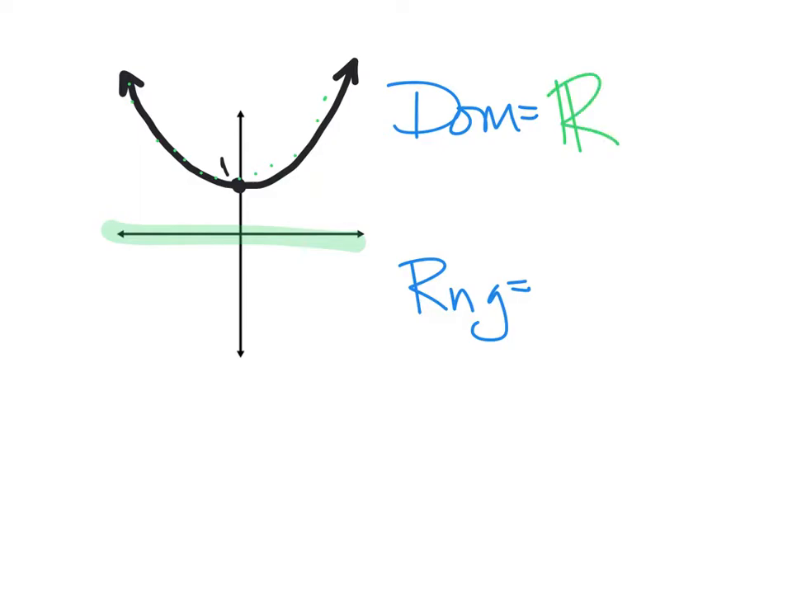Now, when we look at the range, this is where we have a little bit of a difference, because as we look along the y-axis, our y values start at this 1 and continue up.